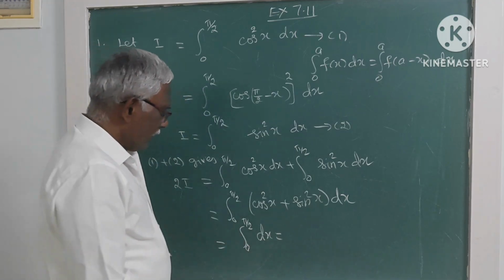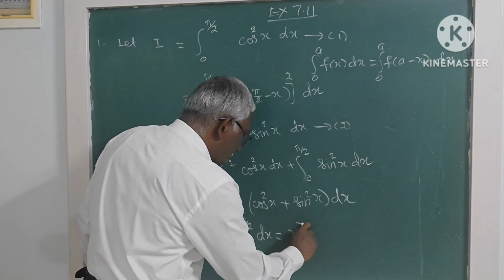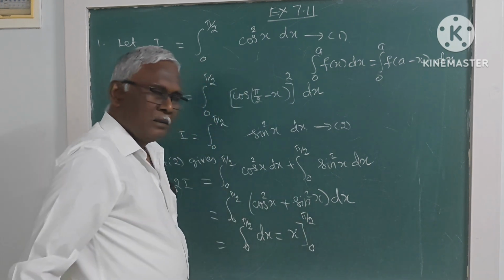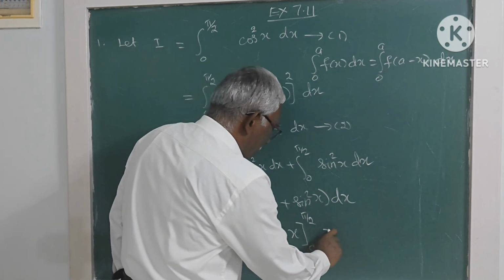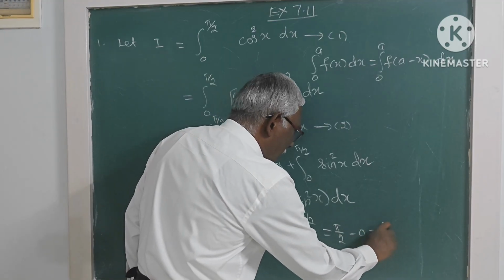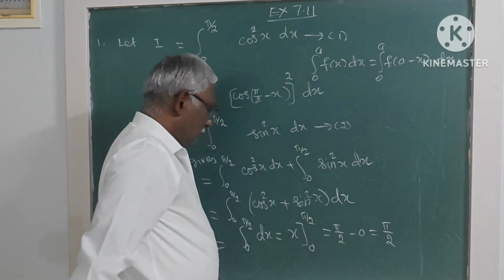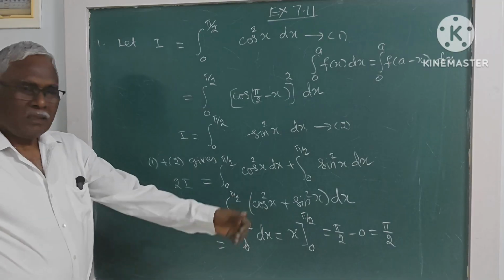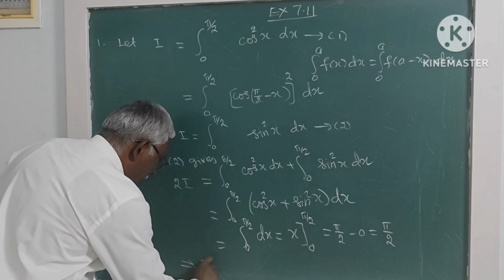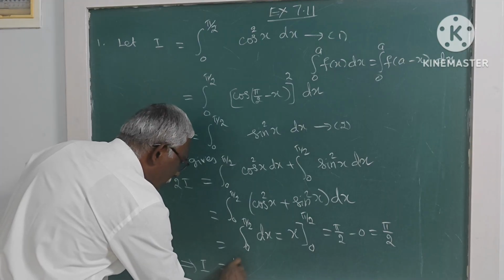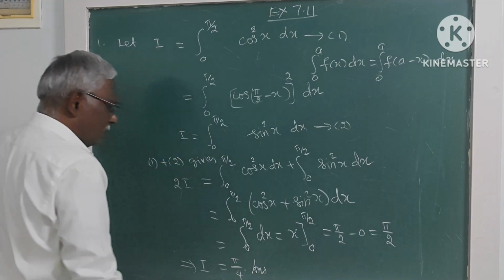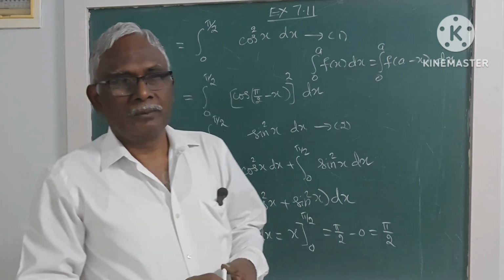On integrating, we'll get x. Put the values, lower limit, upper limit. When you put upper limit pi by 2, minus 0, is equal to pi by 2. That is, 2I is equal to pi by 2. This gives the value of I is equal to pi by 4. So this is the answer.